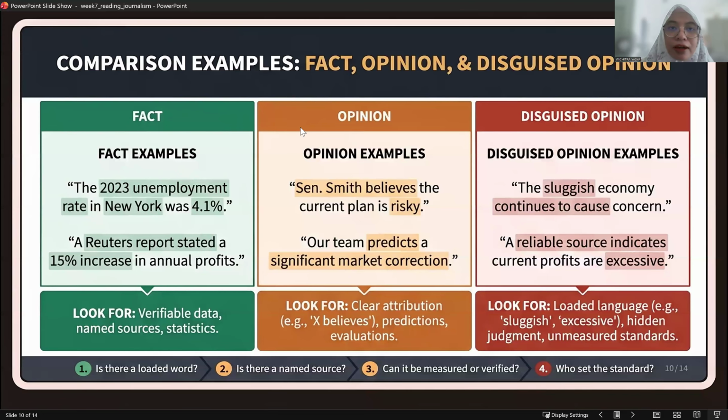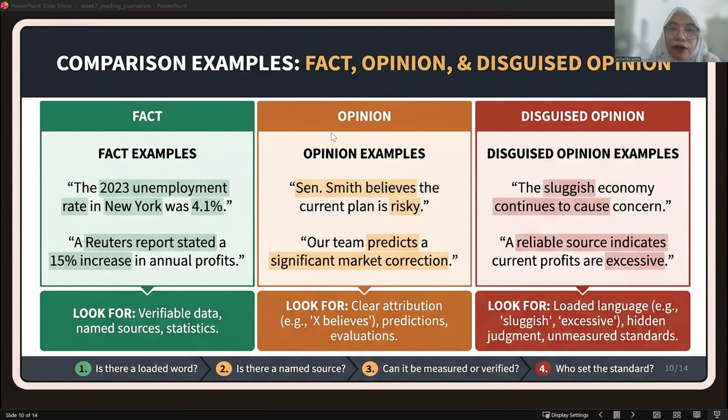So here's some examples of fact, opinion, and disguised opinion. So examples of facts. The 2003 unemployment rate in New York was 4.1%, or a Reuters report stated a 15% increase in annual profits. So you look for verifiable data, named sources, statistics. If you can see numbers, you can see a Reuters report, so there's data that you can verify. So these are examples of facts.